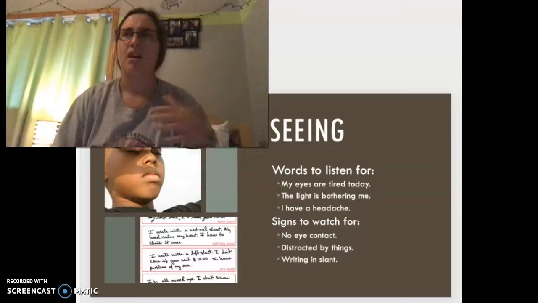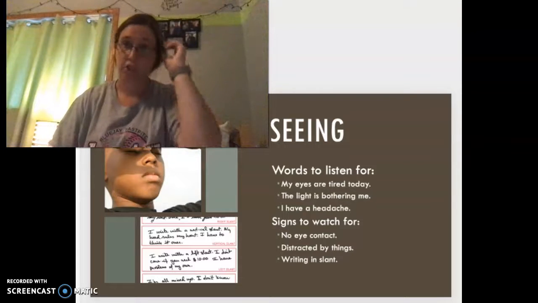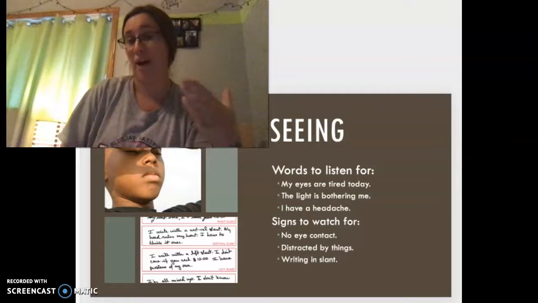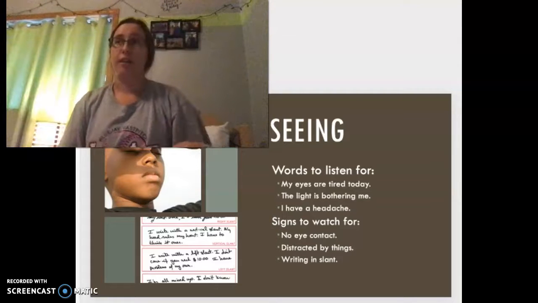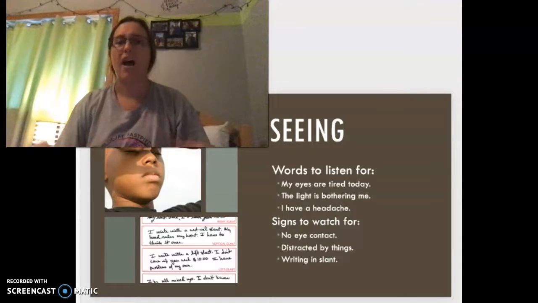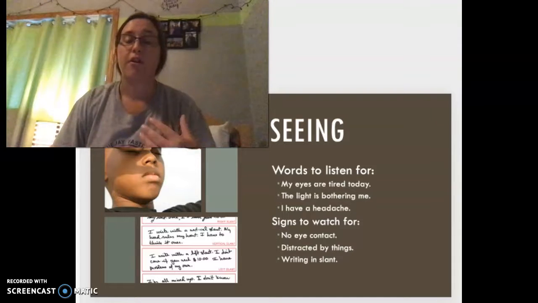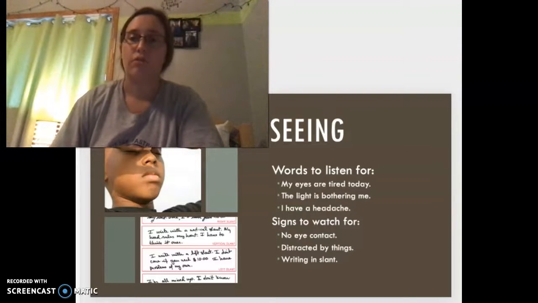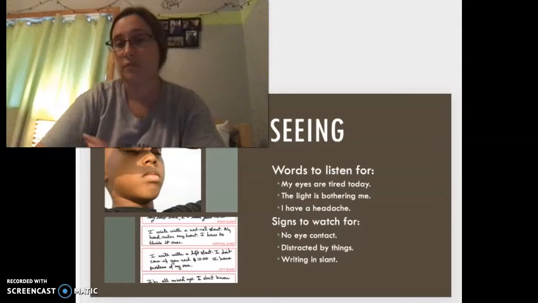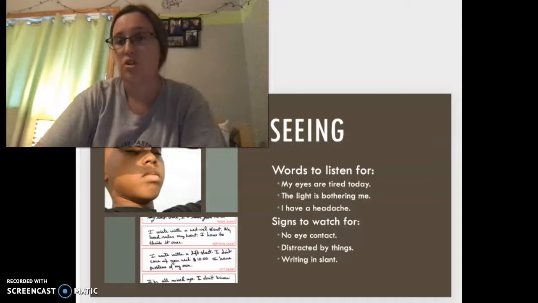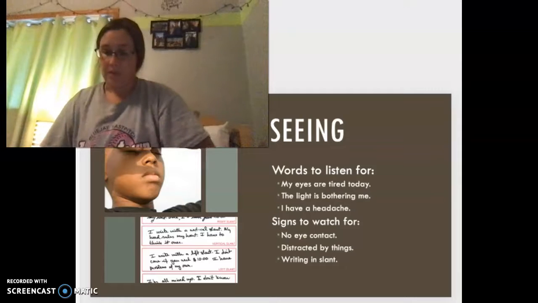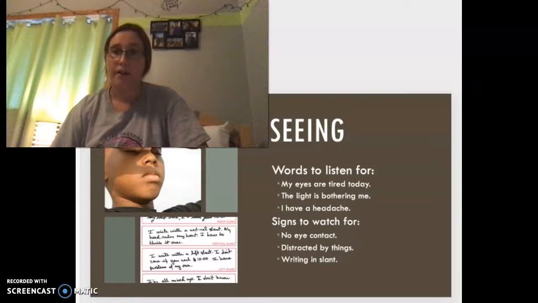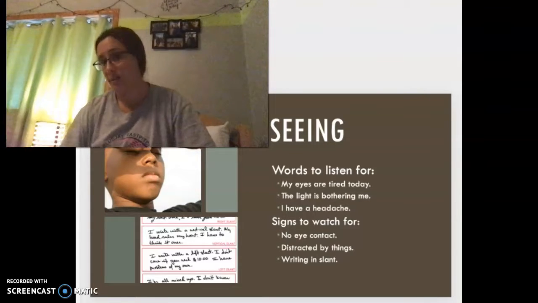So find ways to cope with that headache that the sensory craving people have, because they're taking something they heard from someone else and moving it into stimuli that they can work off of with people. I have a headache, that hurts my head. They're going to be loud, they're going to be disruptive. So look for those. Signs to watch for: no eye contact. Under-responsive, they're not going to make eye contact with you. Distracted by things. This can be the craving, or this can be the over-responsive. And writing in a slant. This is the under-responsive. They're just doing it to get it done.